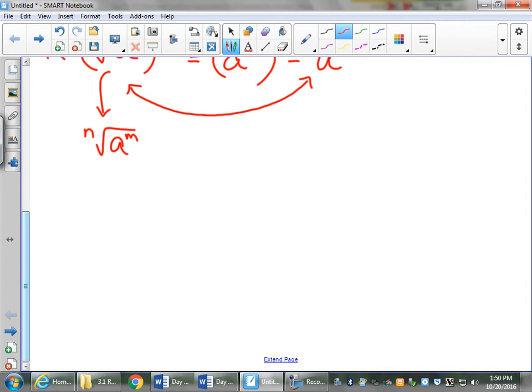So I could ask you to find something like this, 64 to the 1/2. That really means, if we focus on the root, take the square root of 64. This is the same thing as take the square root of 64, which would be 8.